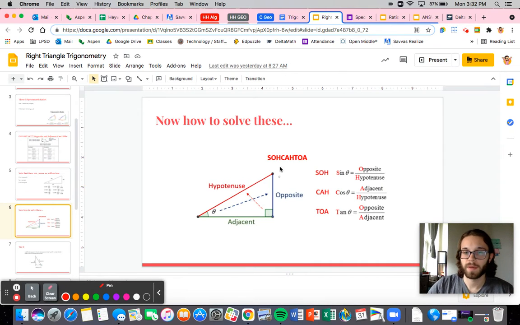All right, so we have sine: opposite over hypotenuse, cosine: adjacent over hypotenuse, tangent: opposite over adjacent. If you can remember SOHCAHTOA, you're going to remember how to solve most of these problems, because this is going to be the ratio that you set up.